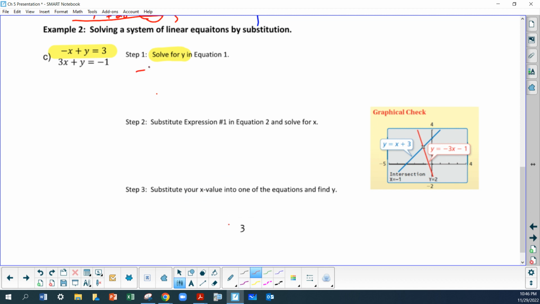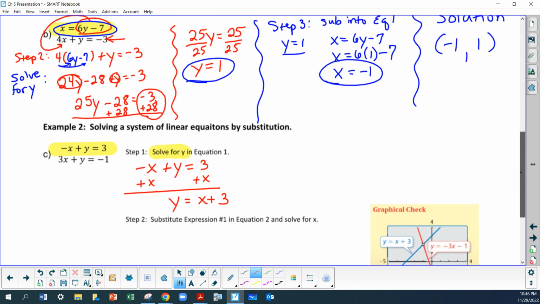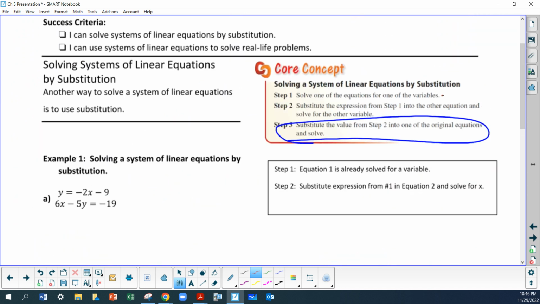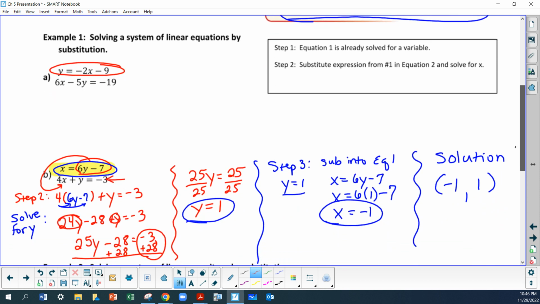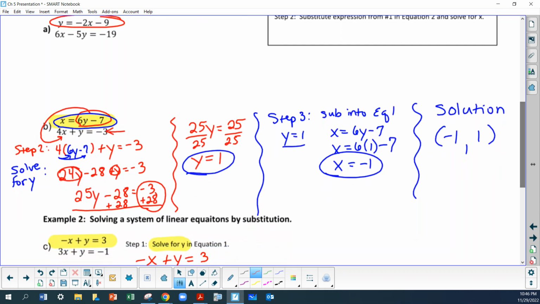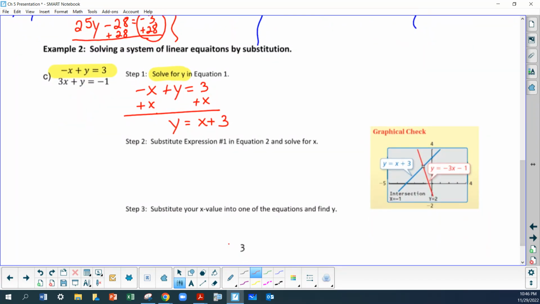But I'm going to use equation 1 and go -x plus y equals 3. I'm solving for y, so I'm going to add x over. That'll give me y equals x plus 3. Awesome. We have an equation solved for one of the variables. That's what it told us to do in step 1. That's where we started in A. They gave us those equations in 1 and in 2 where they were already solved for one of the variables.